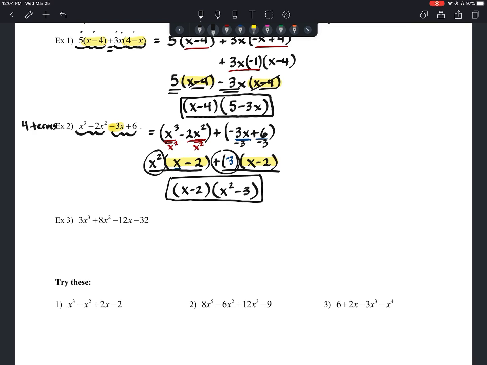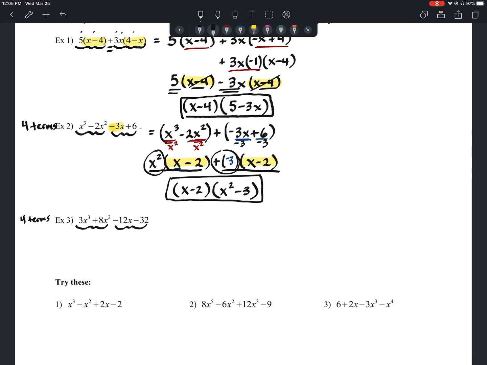Okay, so with example number 3, I have 3x to the third plus 8x squared minus 12x minus 32. We have 4 terms again, so maybe they will factor by grouping. Let's group these first 2 together, and then group the second 2 together.